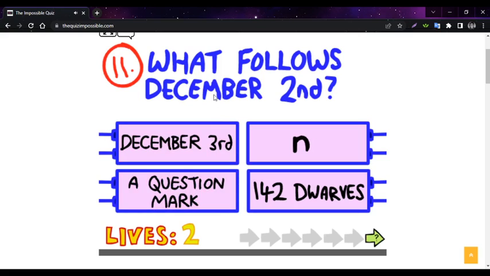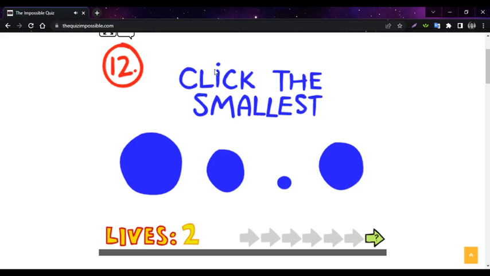What follows December 2nd? December 3rd. That's what you think. Well, that's what most people would think. But in this game, you'd probably think, oh, a question mark, because the question mark is after December 2nd. No. It's not 142 dwarves either. It's N. What follows December 2nd? December 2, N. I don't know why I don't get that question.